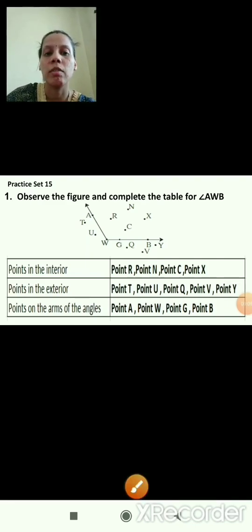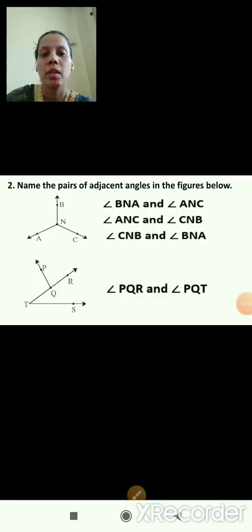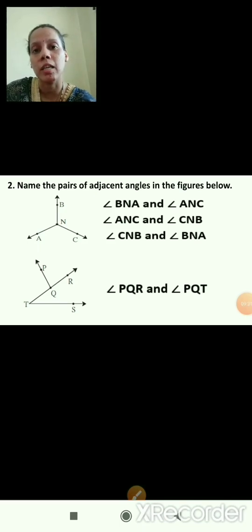Okay, now we'll see question number 2. Name the pairs of adjacent angles in the figure below. There are 2 figures given. You will write down the names of the adjacent angles. As we have seen, the definition of adjacent angles: two angles which have one common vertex, one common arm, but separate interiors are called adjacent angles.